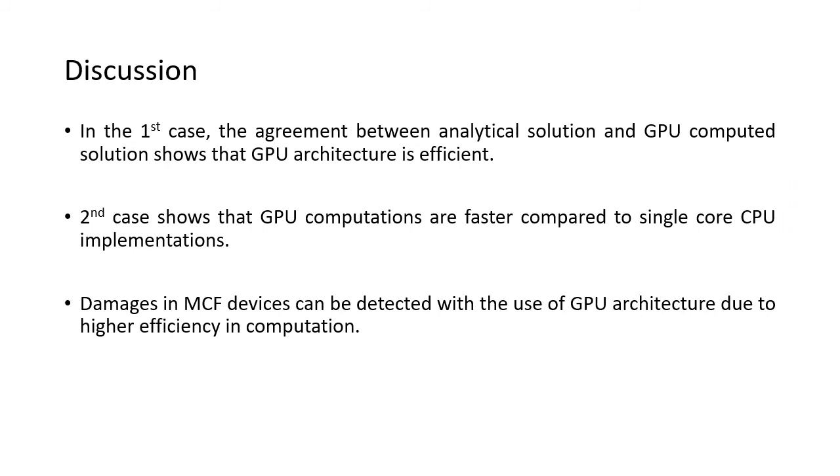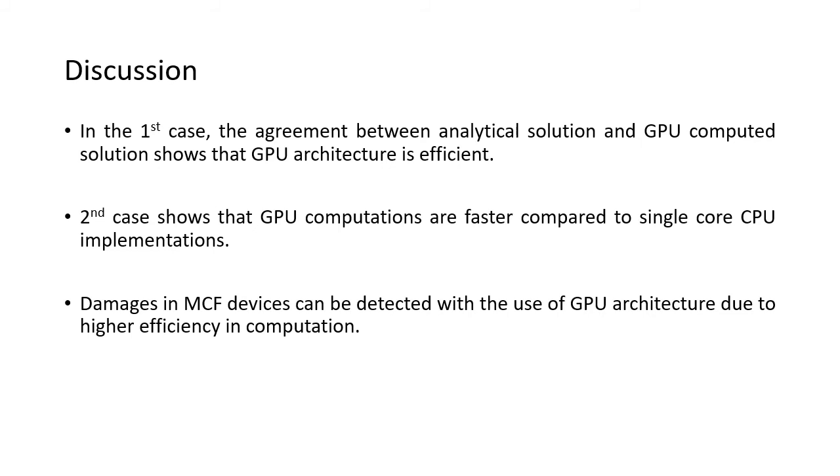When it comes to the discussion, the first case of the experimental series shows that the results obtained using GPU architecture are as accurate as the analytical solution. Provided with correct mathematical expressions, magnetic flux densities can be effectively calculated without analytically solving. The second case shows that the method of using GPU computations is much faster, which in turn helps to obtain real-time magnetic measurements.